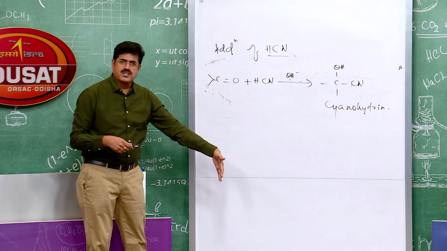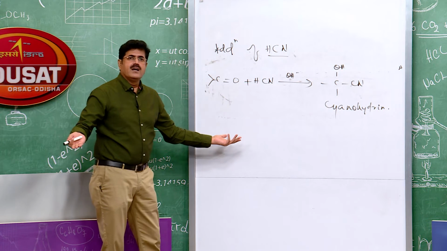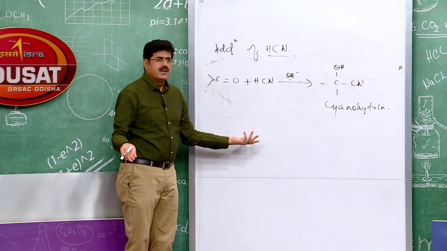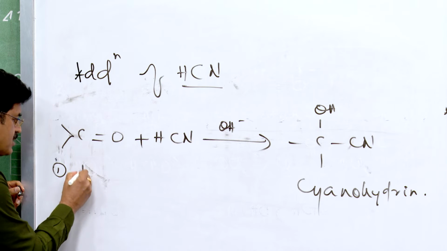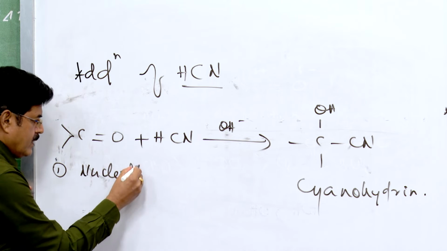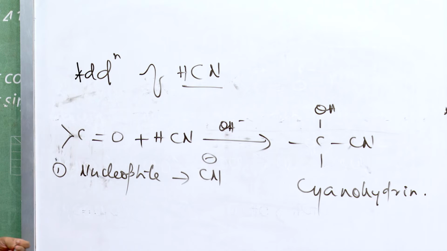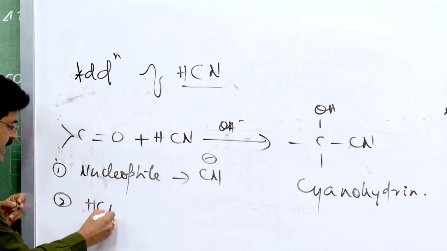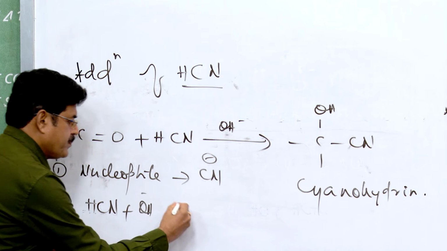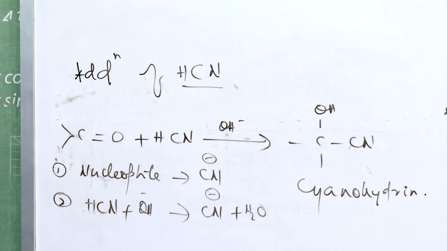Let us see what the characteristics are here. First question arises: which one is the nucleophile here? The nucleophile is CN minus ion. From where is it generated? It is generated because of the reaction between HCN and OH minus ion. So this is how the nucleophile CN minus is generated.